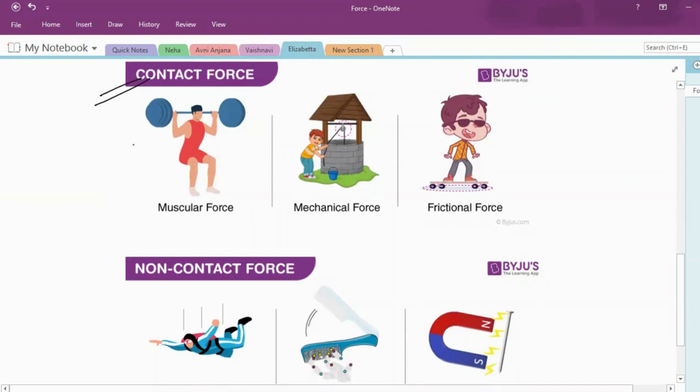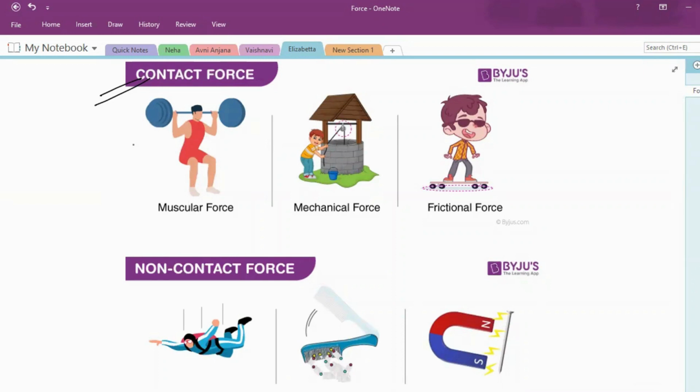Now what is contact force? You must have understood by the name itself. Whenever there is physical contact, like when you're pushing something, you have to touch that object to push, right? You don't have any superpower to push an object just like that. So these are all called contact forces.